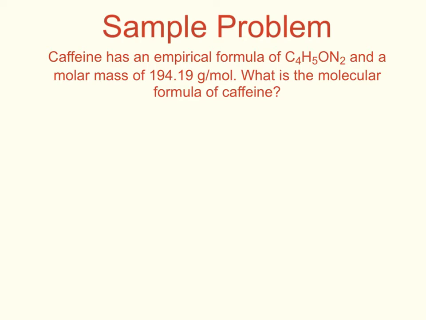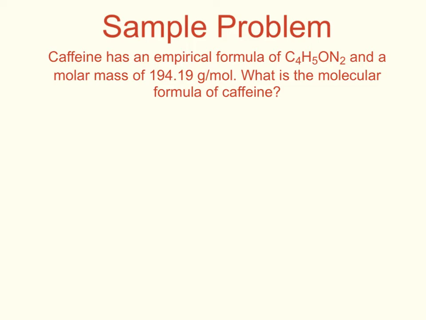There are two different ways to approach solving molecular formula problems. This problem demonstrates the easiest way. For example, caffeine has an empirical formula of C4H5ON2 and a molar mass of 194.19 grams per mole. What is the molecular formula of the caffeine? The reason that this is the simpler problem is because you are given the empirical formula in the problem. So you don't have to find that first.